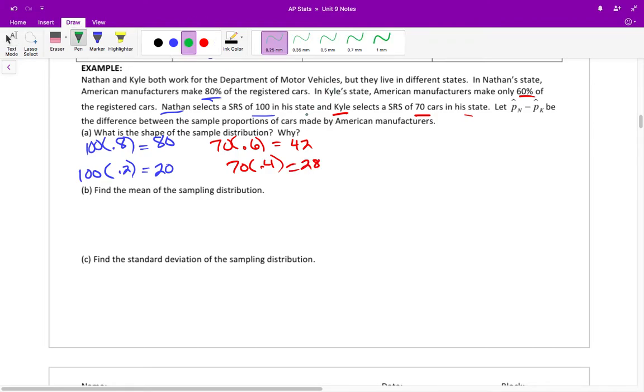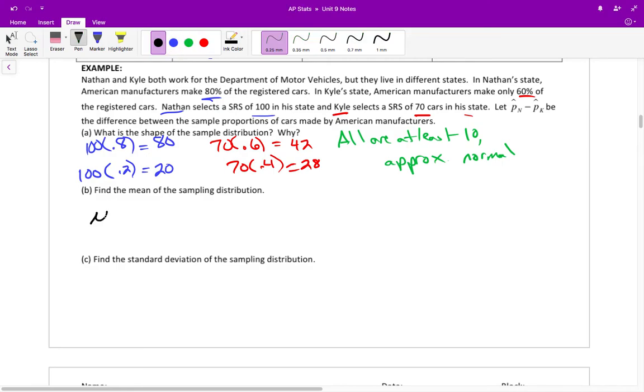Now, notice that all are at least 10, so what we can say is that the sampling distribution is approximately normal. If they were not all at least 10, then you cannot say anything about the shape without actually going through and graphing it. So in that case you'd just say not approximately normal, do not know the shape.